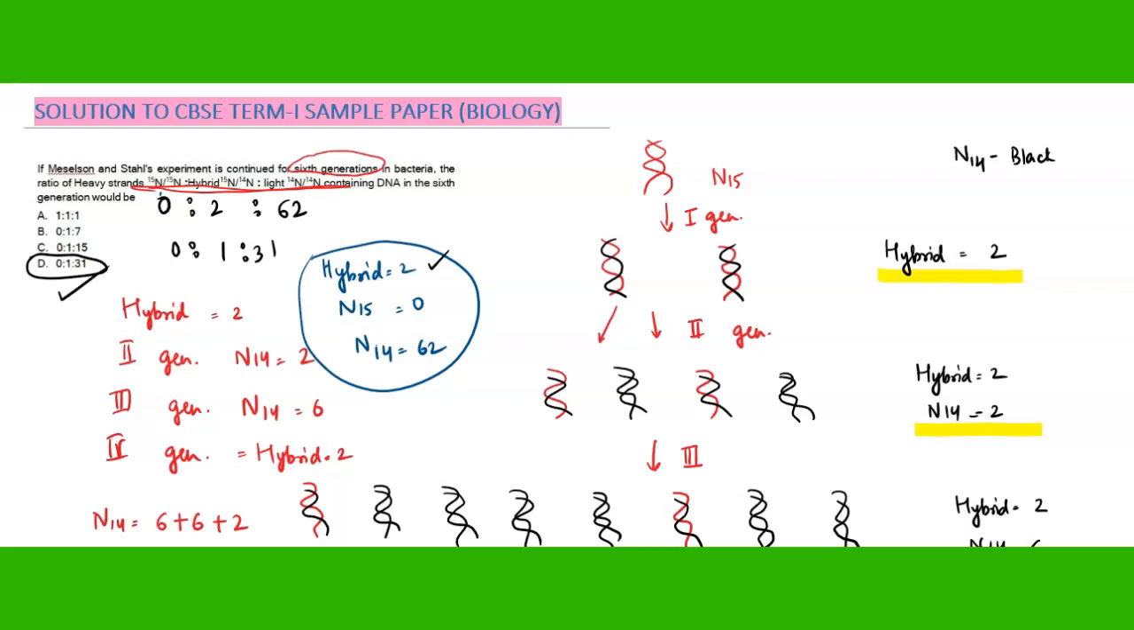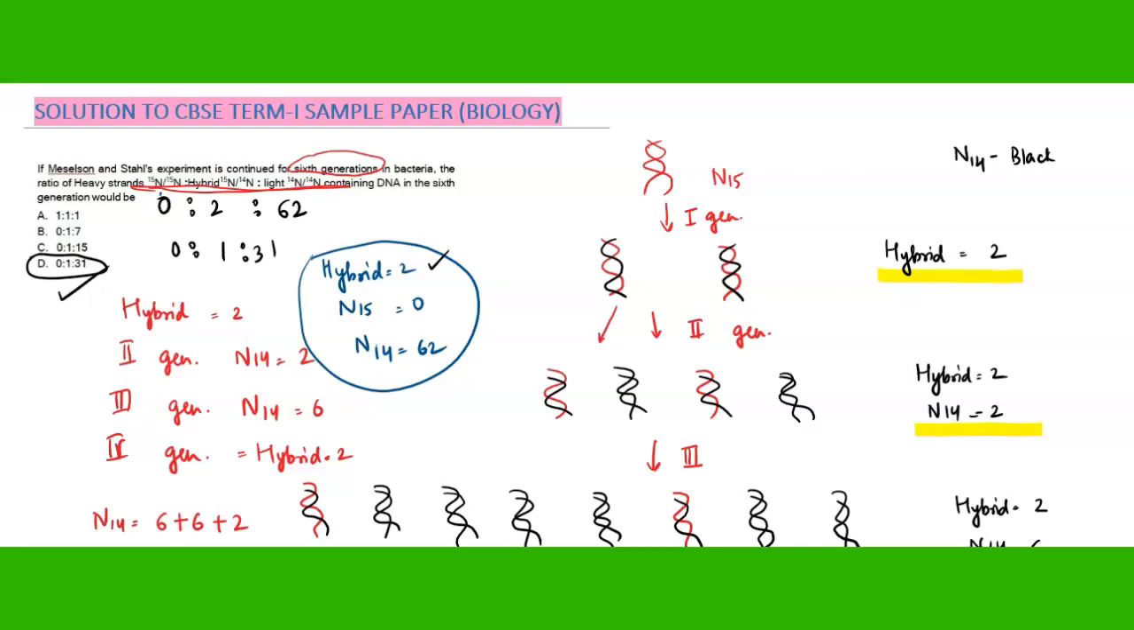Option D. So this way, if you get similar type of question and they are asking for generation 3, 4, 8 or so on, please apply the logic. Do not solve it. All you need to learn is hybrid will always be 2. N15 will always be 0 and N14 will depend upon the generation.